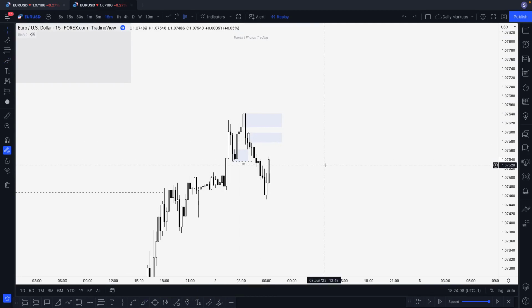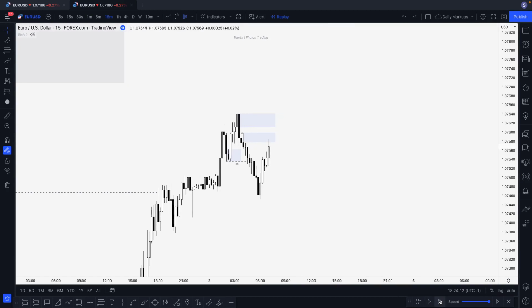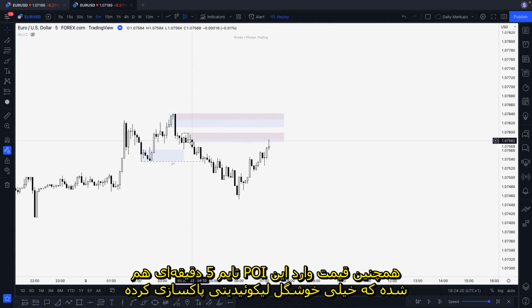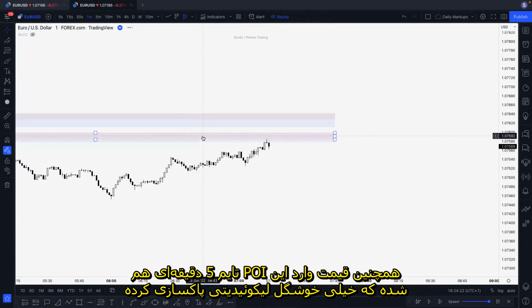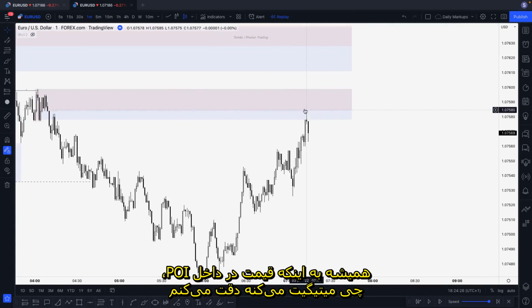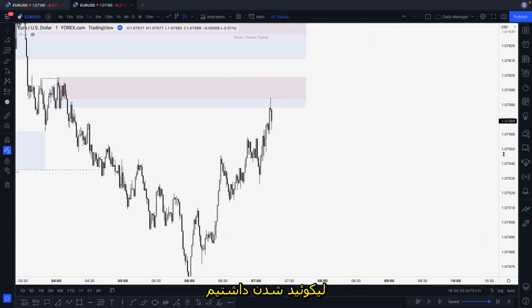Why is it not working? Okay, price taps into my POI. Let's look for my M1 entry model. So on M1 price also reached this M5 very clean liquidity. I always like to see what price mitigates inside the POI. Okay, what do you have?